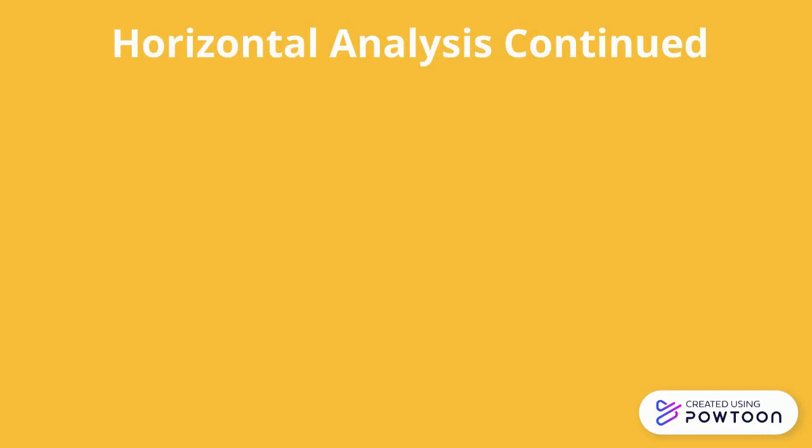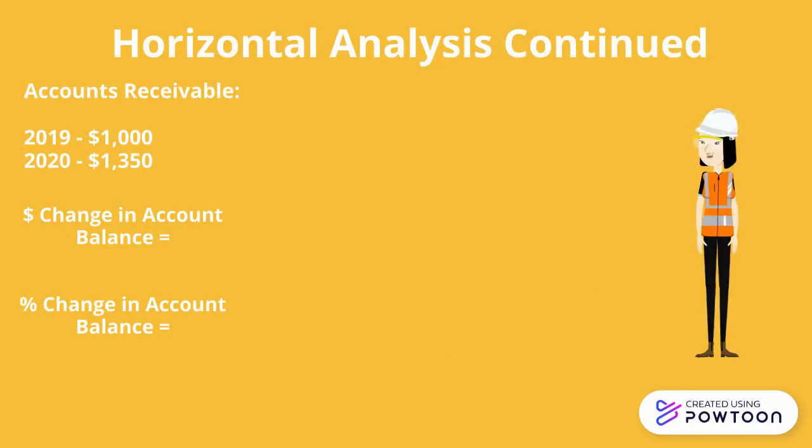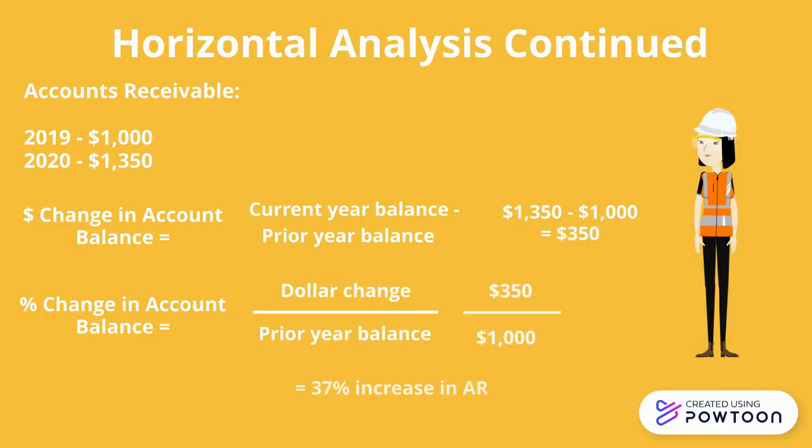Molly knows her total accounts receivable for the years ending 2019 and 2020. To perform a horizontal analysis, the prior year receivables balance is deducted from the current year balance to give a dollar change of $350. The $350 is then divided by the prior year's balance to show that the accounts receivables balance has increased by 37%.